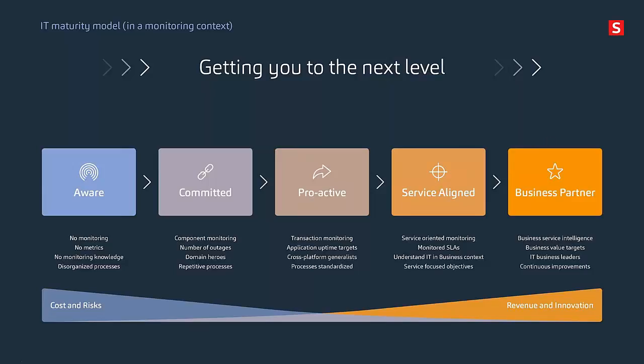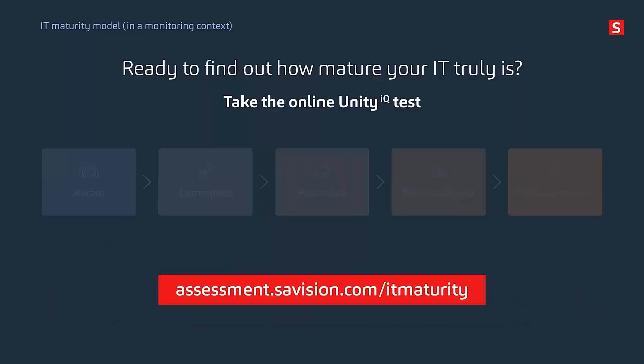The ultimate goal is to be at a business partner level, whereby they have business service intelligence and they have targets that can be communicated. Essentially, what we're looking at is that IT teams are able to bring forward innovations such as service monitoring to have continuous improvement of those processes going forward. And what we can make available to you is finding out where you find your current organization.